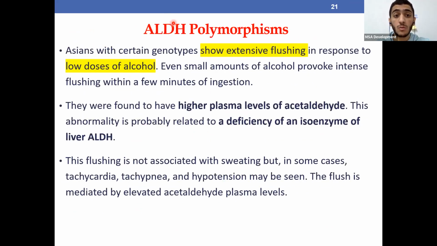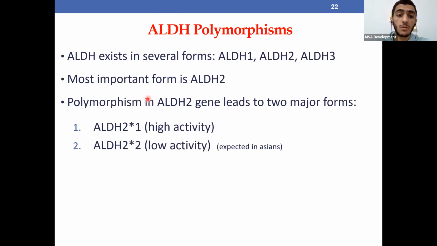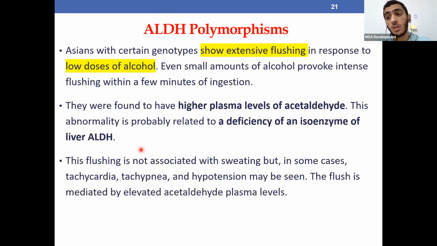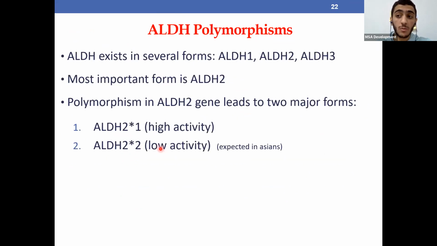What's more important is knowing the ALDH polymorphisms. Basically, ALDH polymorphisms, looking at ALDH2*1 and ALDH2*2. The main sign is excessive flushing at low doses of alcohol. The ALDH2*2 has a lower activity, or lower breaking down of acetaldehyde, and therefore you're going to have a weaker tolerance or higher intoxication in your body. Therefore, it's going to be expected in Asians.